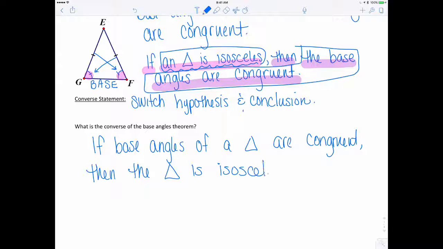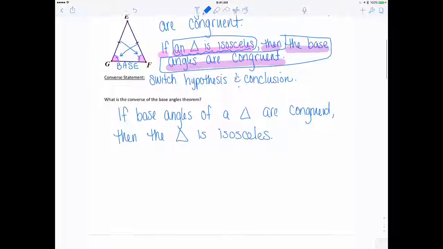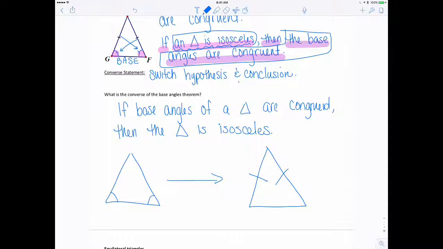So basically, and this is a true statement, by the way, not all converse statements are true statements, but this one is true. So basically this one is saying if you have a triangle and all you know is that these two angles are congruent, that's enough information to be sure you're looking at an isosceles triangle. That's what the converse is telling us.